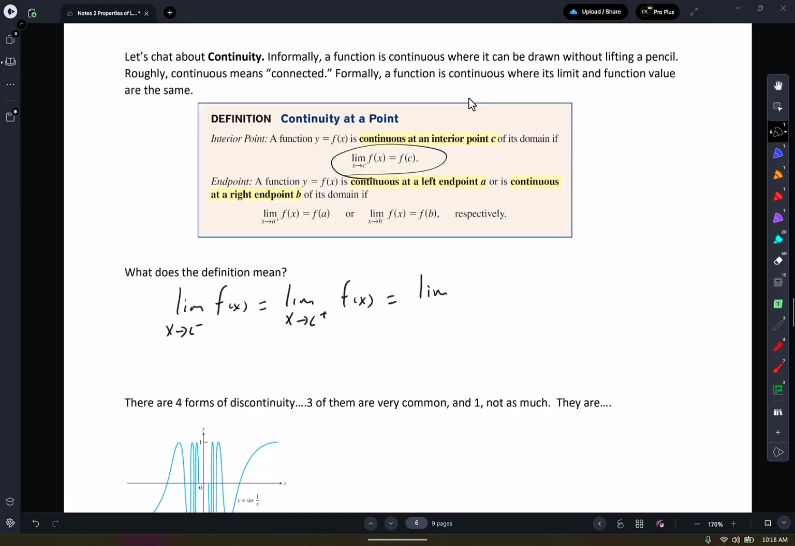So I can write the limit as x approaches c. That means I have a limit. If I approach from the left and I approach from the right and I'm converging at the same point, I have a limit. So that's just how you have a limit. Now, what makes it continuous? This addition right here. If it equals f of c, you're continuous. What does that mean?